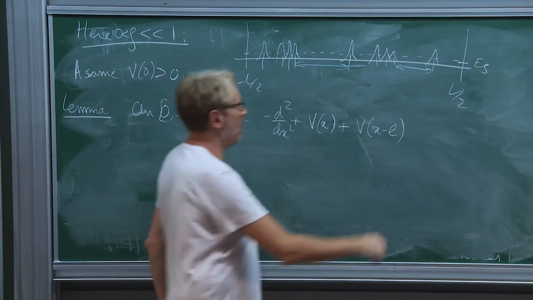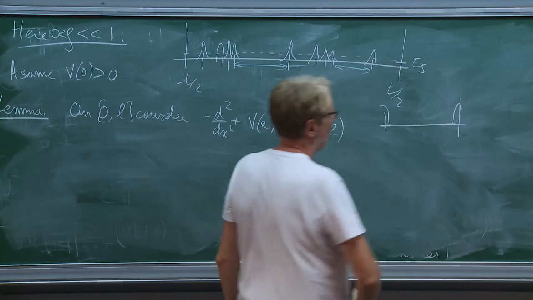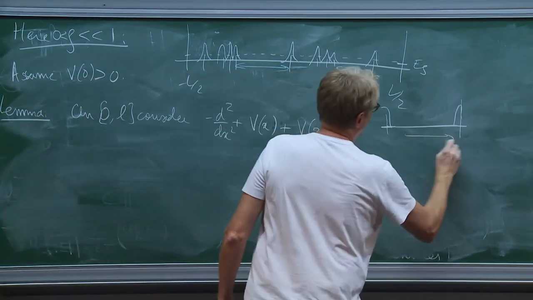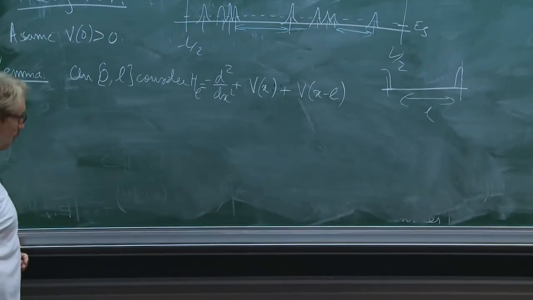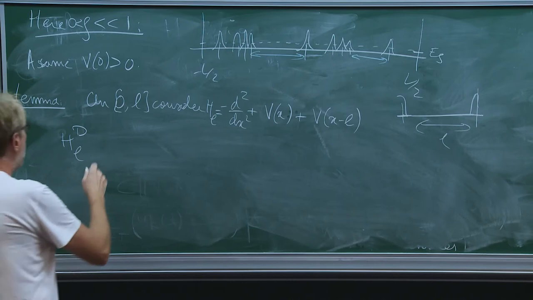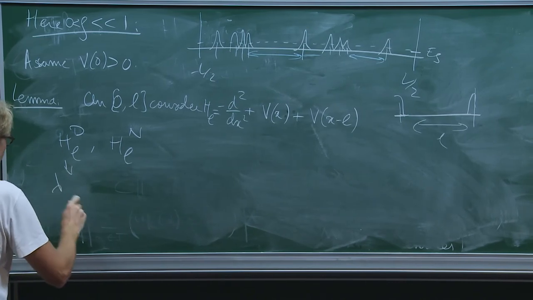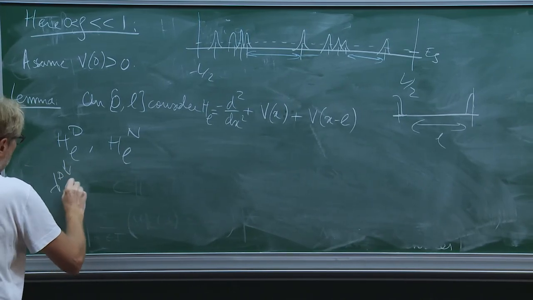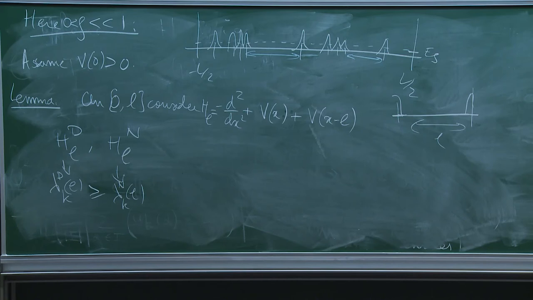So you just consider the following thing. You have one part of the bump here, one part of the bump there. Let me call this H_L, forget about the V. Of course, you can look at H_L with Dirichlet boundary conditions and H_L with Neumann boundary conditions. You can look at the sequence of eigenvalues, lambda_k Dirichlet of L and lambda_k Neumann of L. Of course, the Neumann eigenvalues are smaller than the Dirichlet eigenvalues. They are all non-negative, and these are increasing sequences, okay?